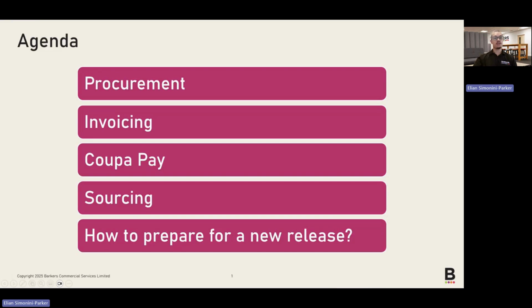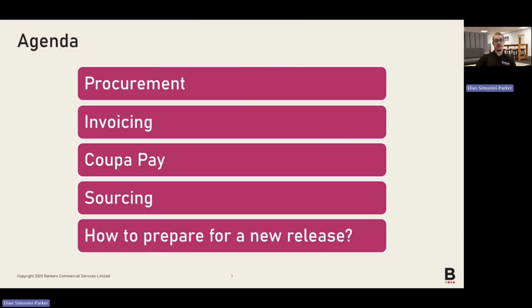My name is Elian and I'm a P2P architect here at Barker's on the digital team. In this video, I'm going to be covering Coupa R42 release notes and highlighting all the key features that come with this release. In terms of the agenda, we'll be covering upgrades in procurement, invoicing, Coupa Pay and sourcing. And finally, like we did in our R41 webinar, I'll be giving you some tips and tricks on how you guys can prepare for a release.